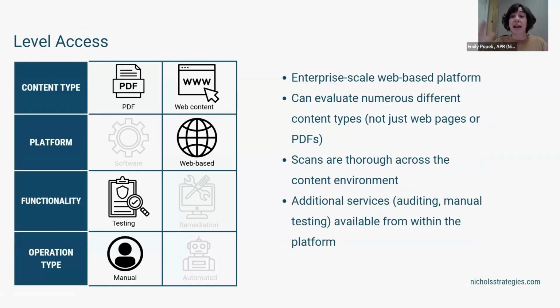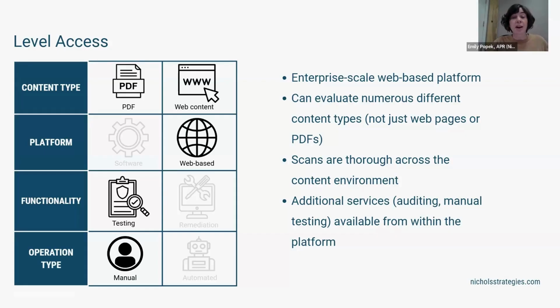So this is like an enterprise scale web-based platform. One of the interesting things about Level Access is that it has the capacity to evaluate a number of different content types, not just web pages, not just PDFs, but other documents that you put into that content environment. Okay. And they don't have to be on your website in order for this tool to work. So that's a little different than the way some of these other tools work.